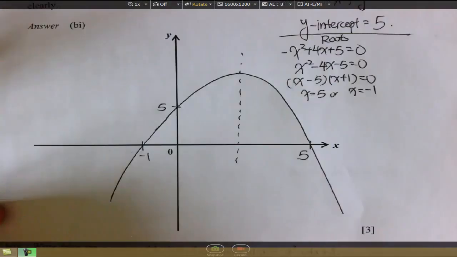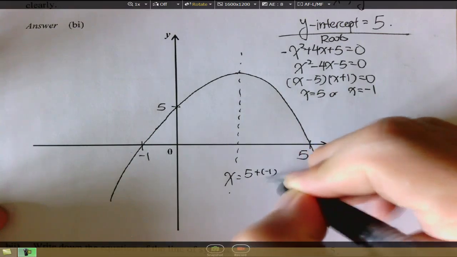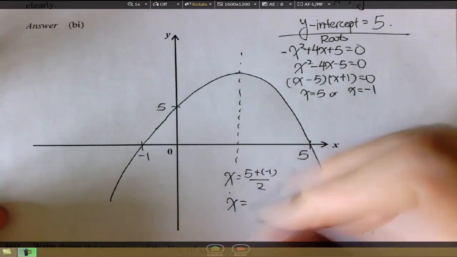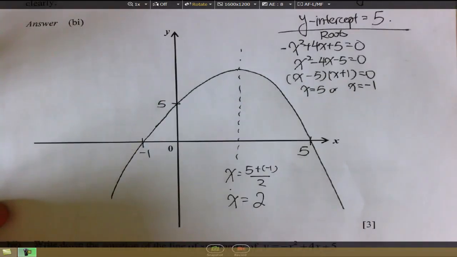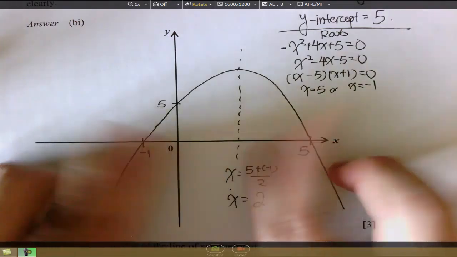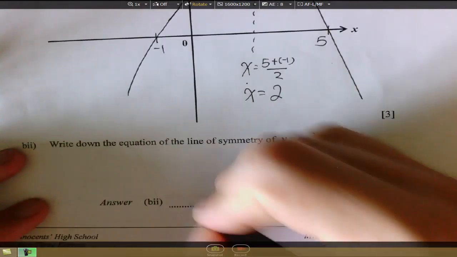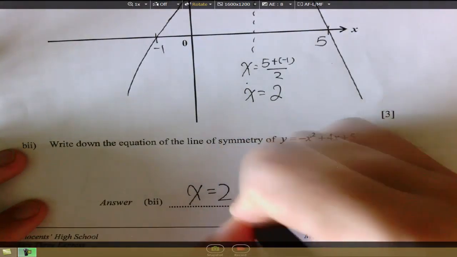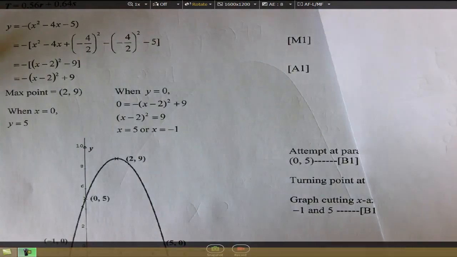Okay, so basically we just take x equals (5 plus -1) divided by 2. x equals 4 divided by 2, x equals 2. Because they should be equidistant, so just take these two, divide by 2, to find the midpoint between these two. So therefore the line of symmetry is x equals 2. And we are done with question 15. Now we move on to question 16.